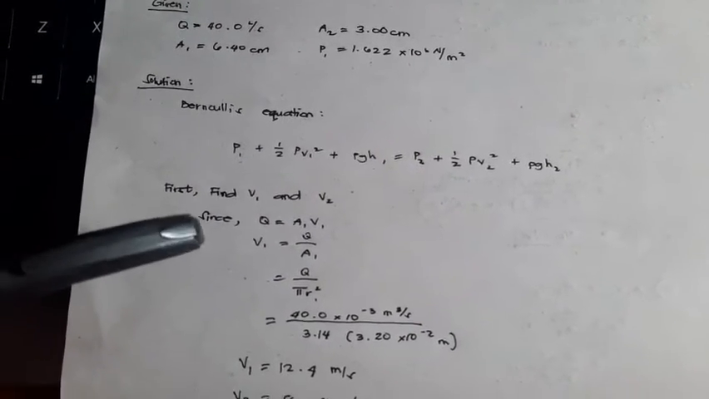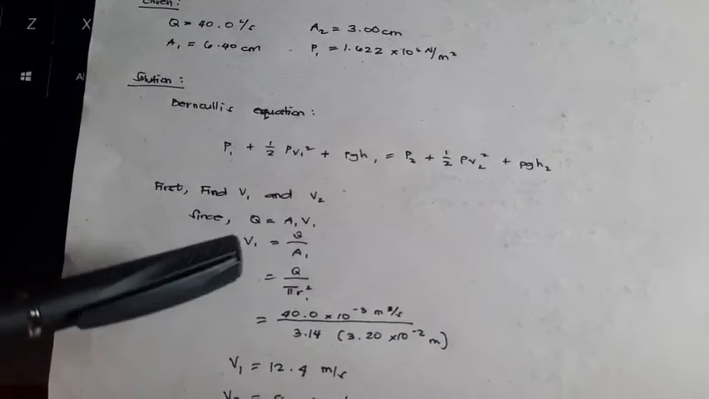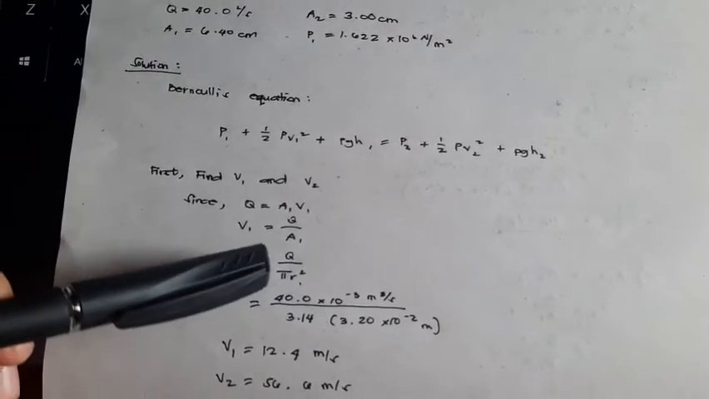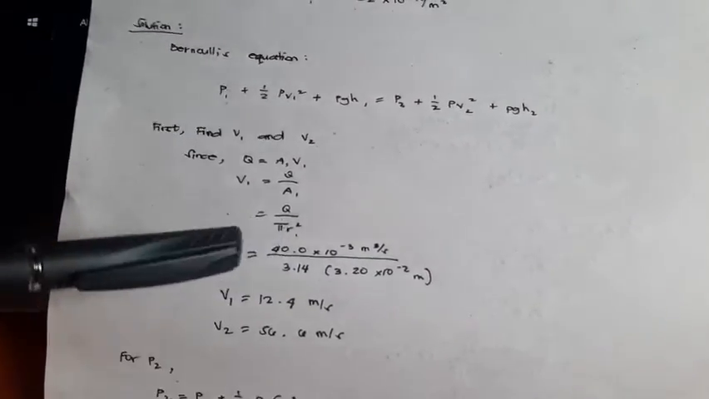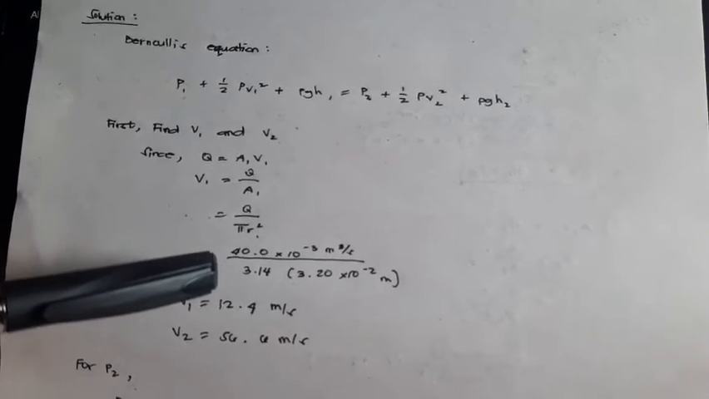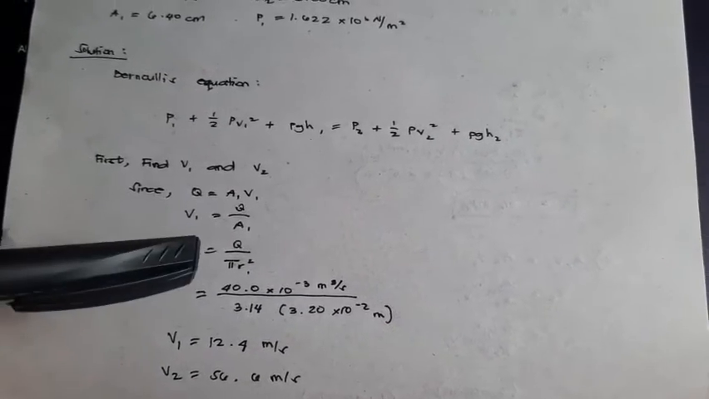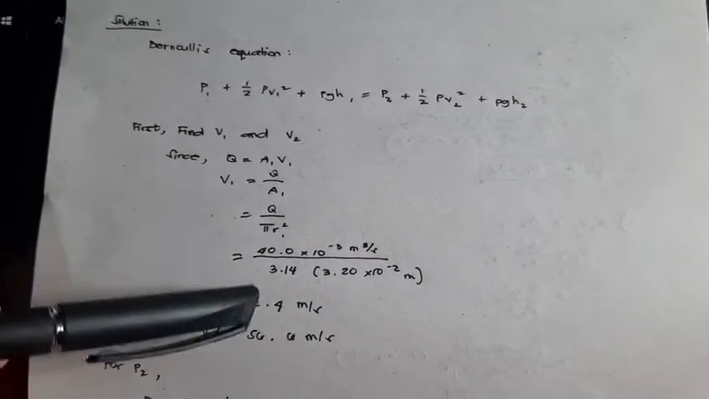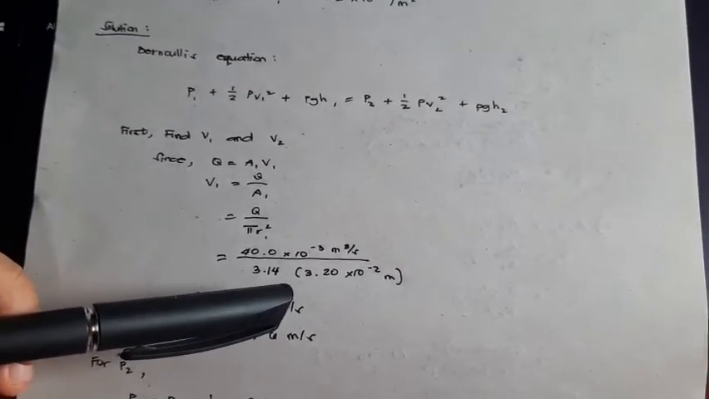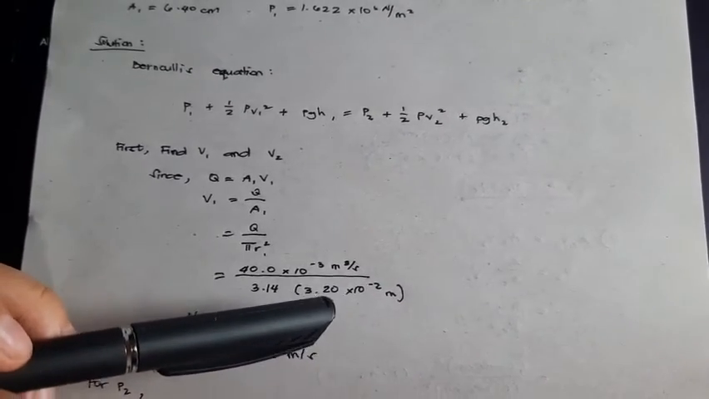Since our Q, or flow rate, is equal to A1 times V1, V1 is equal to the flow rate over the cross-sectional area A1. So, it is equal to Q over pi r squared. Our flow rate given is 4.0 times 10 raised to the negative 3 meter cubed per second, over pi, which is 3.14, times r squared, where r is 3.20 times 10 raised to the negative 2 meters.